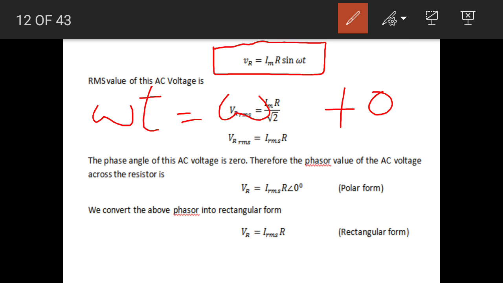So omega t is written as omega t plus 0. 0 is the phase angle of this AC voltage. So the phase angle of this AC voltage is known. Let us calculate the RMS value of this AC voltage.